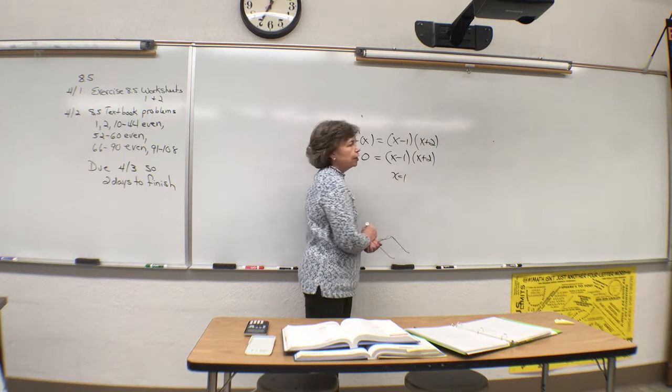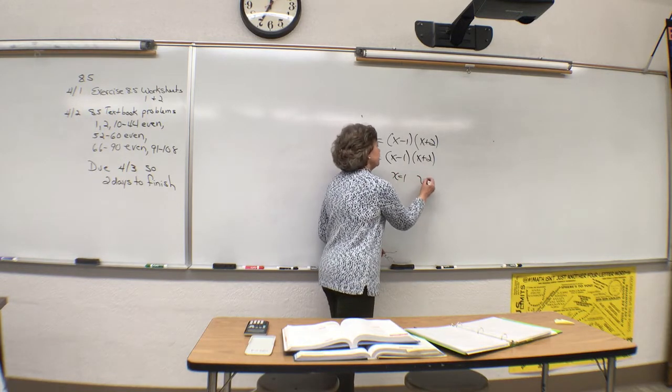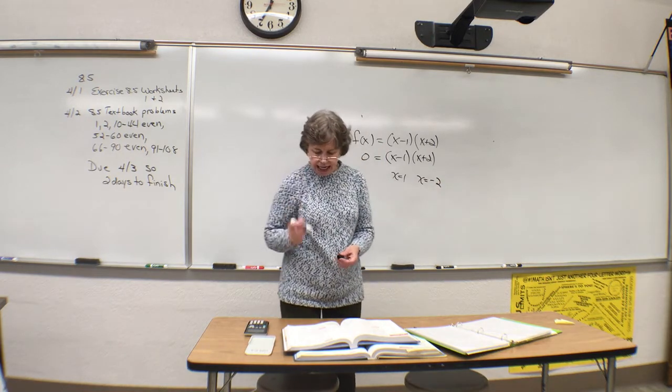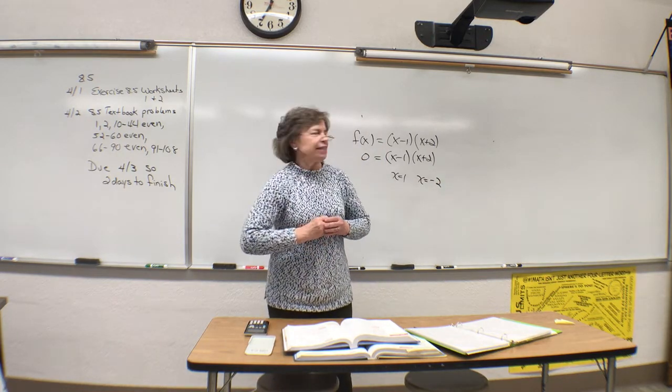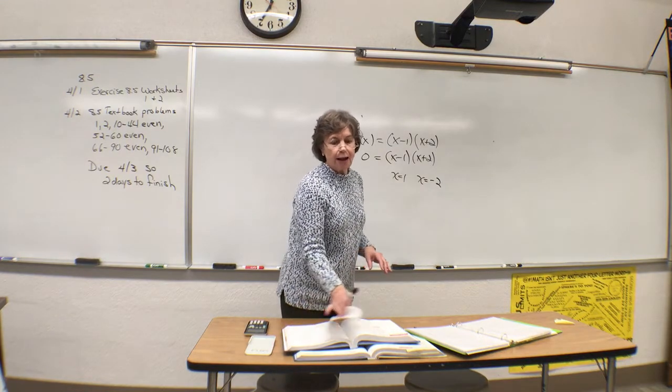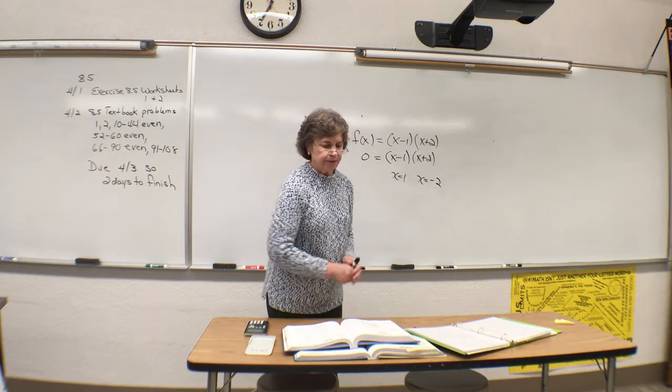That means x would be 1. Or when the second one is 0, and that means x is negative 2. So when x is 1 or negative 2, those are the zeros. That means if you graphed it, those are the points where that parabola would be crossing the x-axis.